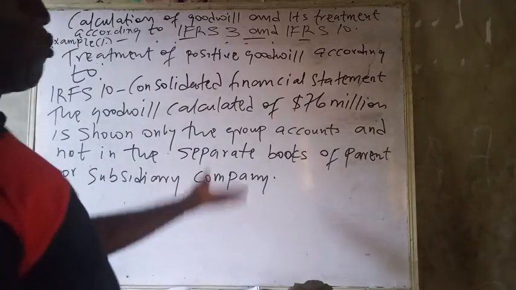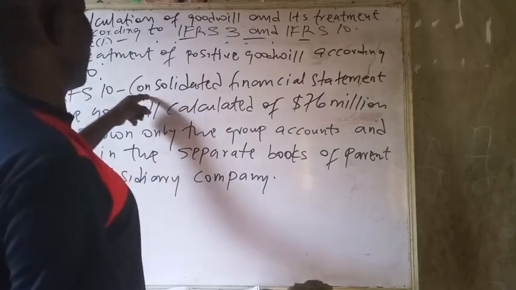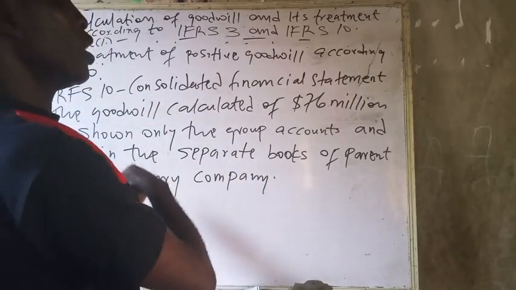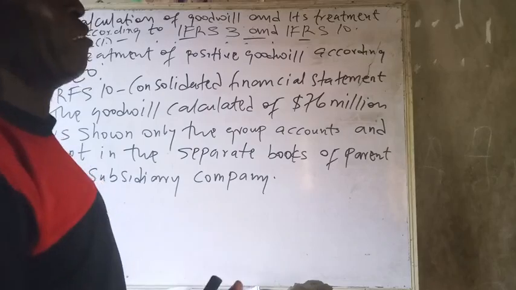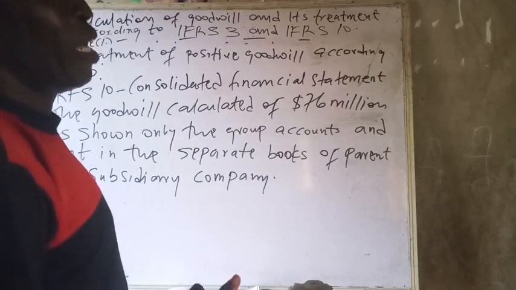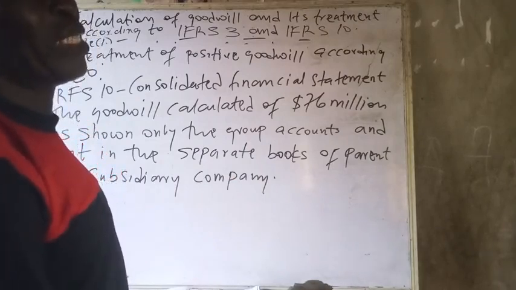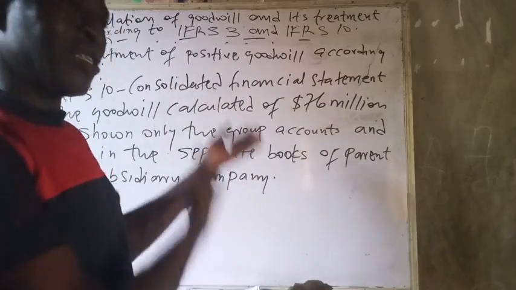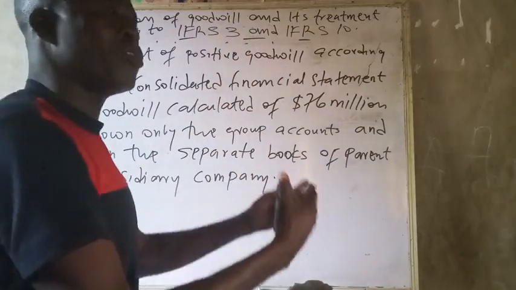And like I've said, the difference between this and the IFRS 3 treatment is that goodwill is going to be tested for impairment annually and not to be amortized. And it's going to be recognized under the Consolidated Financial Statements as an asset. Like I told you, in the balance sheet, you have an asset, you have equity, you have liability.